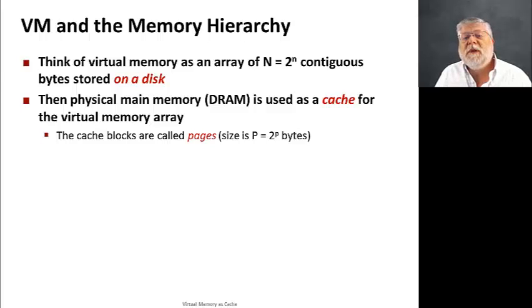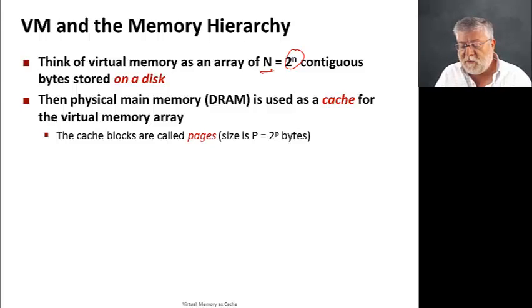Virtual memory is a contiguous array in memory of 2 to the n bytes, where little n is the number of address bits that we have in our architecture. So n is 64 in our case. That's a very large amount of space. 16 exabytes is the value for big N here.